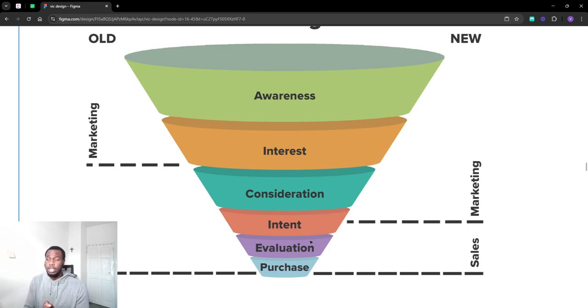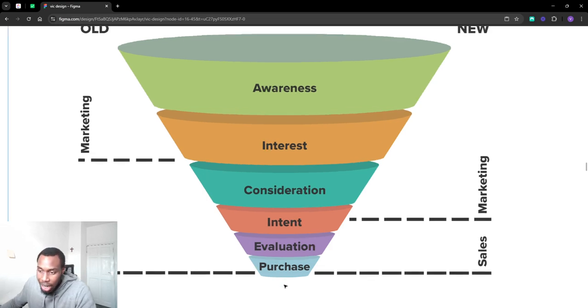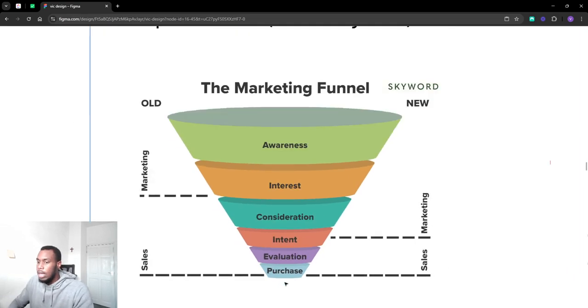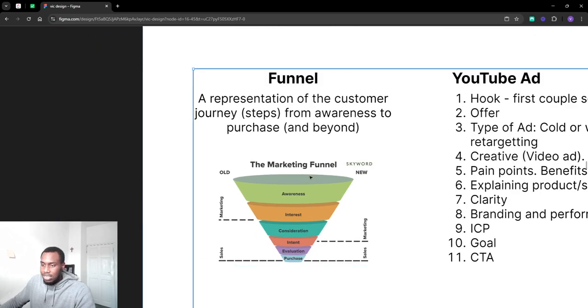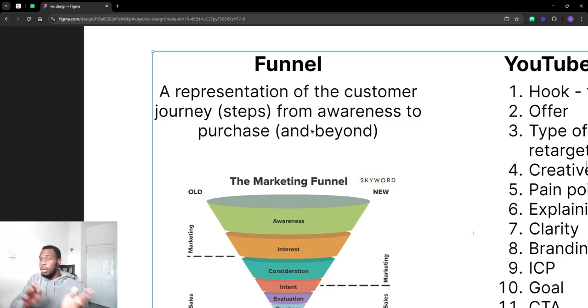The next thing is evaluation. At this point, you probably have a product in mind. You've probably looked at the price. You probably looked at a couple of different competitors to see who gives you a good price for that product. And you're kind of just waiting for something to push you over the edge, maybe a discount, maybe a sale or a promo or an email to then push you into the last step of the funnel, which is to purchase.